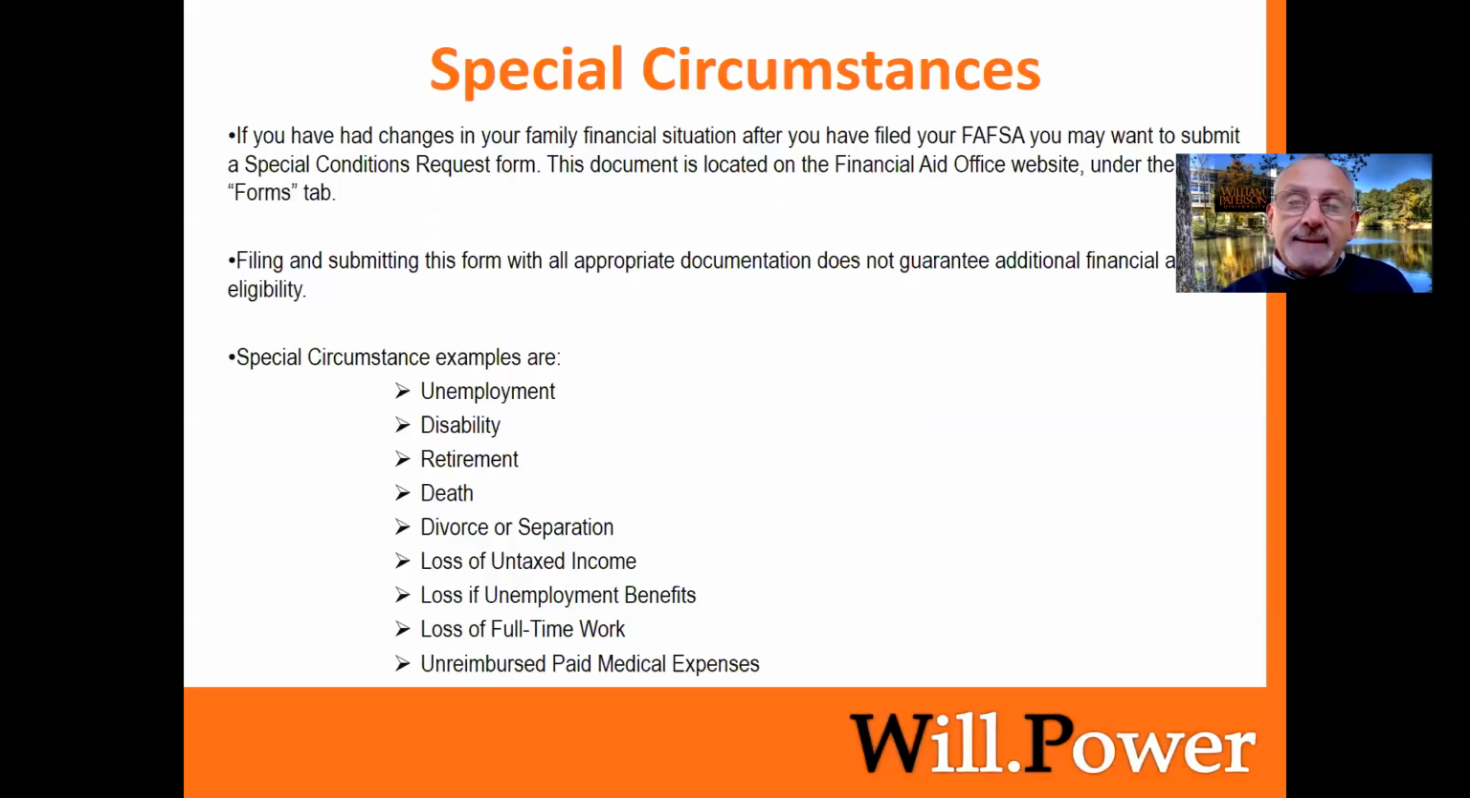If any of these things happen to you in your life or your family's life, we can help you. The federal government allows us to remove the income that you used on the FAFSA and replace it with your current income. So we have a special condition form on the financial aid home webpage. You would fill that form out, supply the needed documentation, and work with one of our staff members, and we can find free money for you.